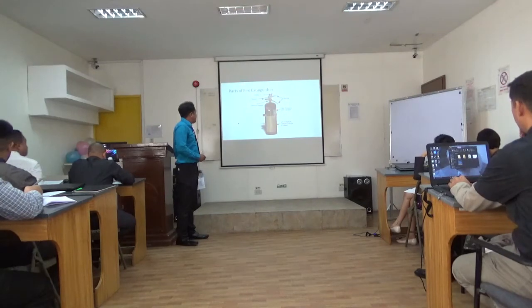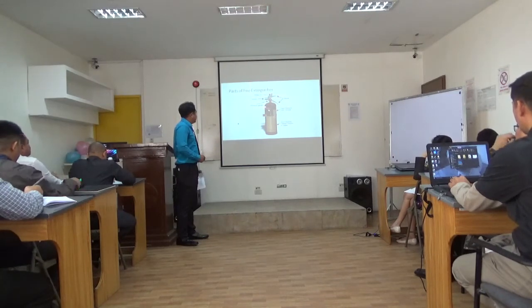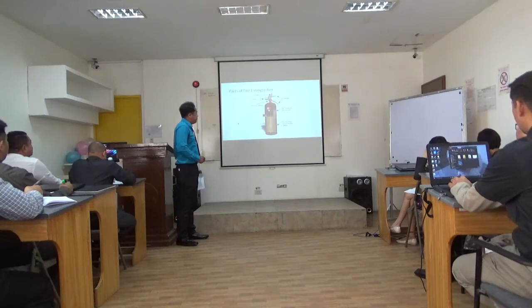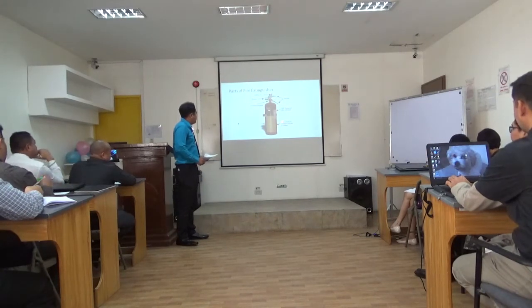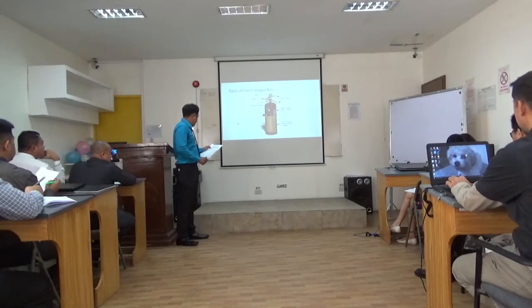And this is the high pressure gas canister. And then this is the tube. And then also this is the content of the fire extinguisher. This is a dry chemical, carbon dioxide, water, or wet chemical.